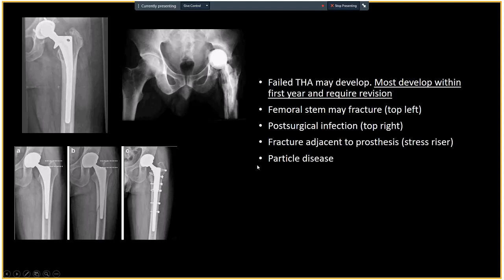Particle disease may also develop. Particle disease is a strange entity, but it can develop due to nanoparticles, some small particles released from the metal as well as from cement, and it induces some sort of macrophage-driven immune reaction in the joint, which can completely destroy that joint.